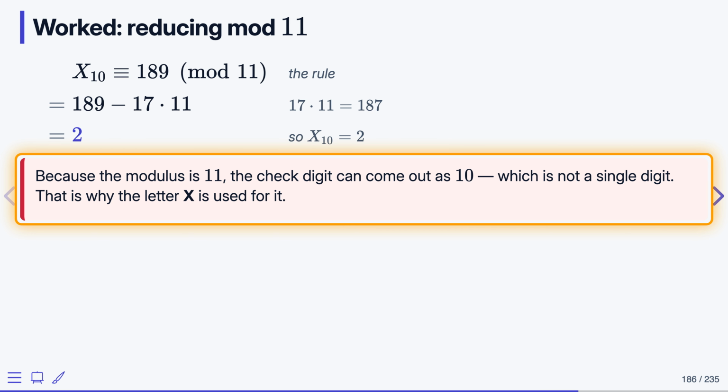One more thing, and it explains a puzzle you may have seen on the back of a book. Because we work mod 11, the check digit can come out as 10. But 10 is not a single digit, so the standard writes the letter X for it. That is why some ISBNs end in an X.